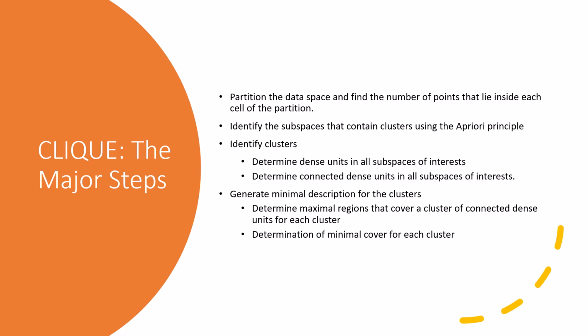These are the steps in this algorithm. It partitions the data space and finds the number of points that lie inside each cell of the partition. Identify the subspaces that contain clusters using the a priori principle. Identify the clusters. First, determine dense units in all subspaces of interest. Determine connected dense units in all subspaces of interest. Generate minimal description of the clusters. Determine maximal regions that cover a cluster of connected dense units for each cluster. Determination of minimal cover for each cluster.